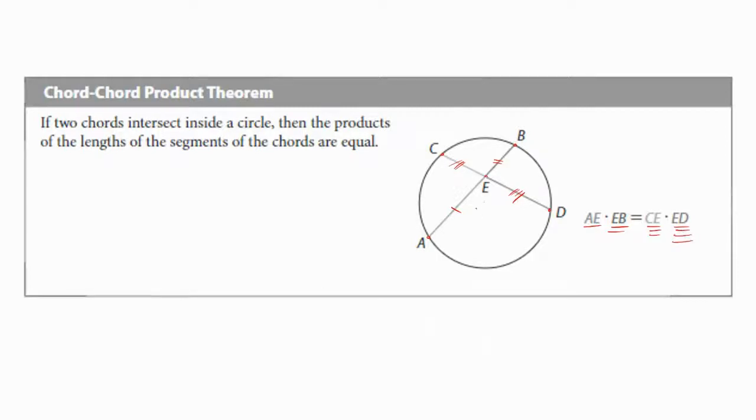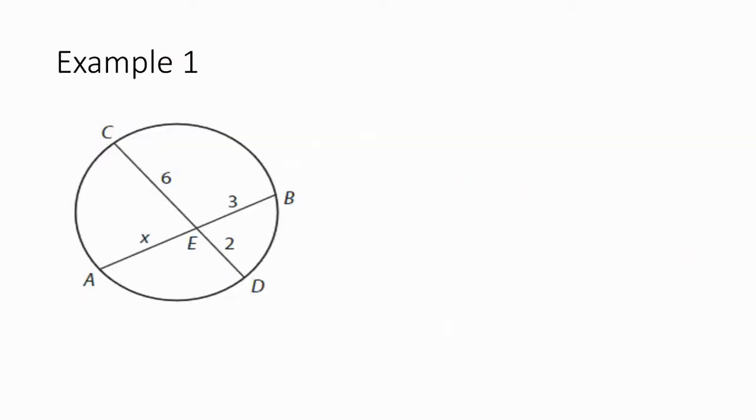All right. So let's look at an example of what I'm talking about. So let's solve for x, which is AE. Now we have two chords here, we have AB and CD, right? Now, again, AE times BE should equal CE times ED. And that's according to the chord-chord product theorem.